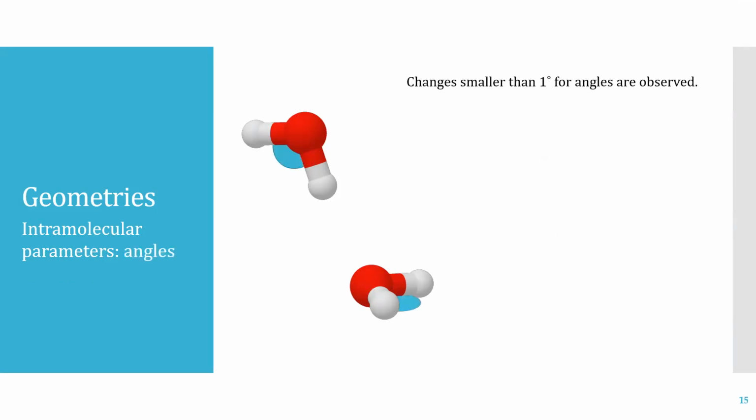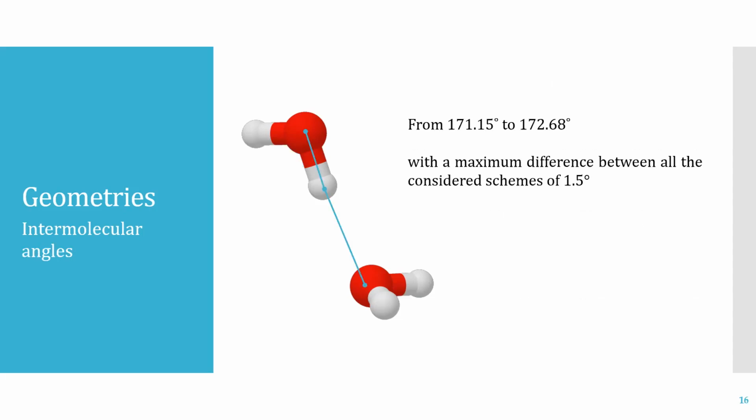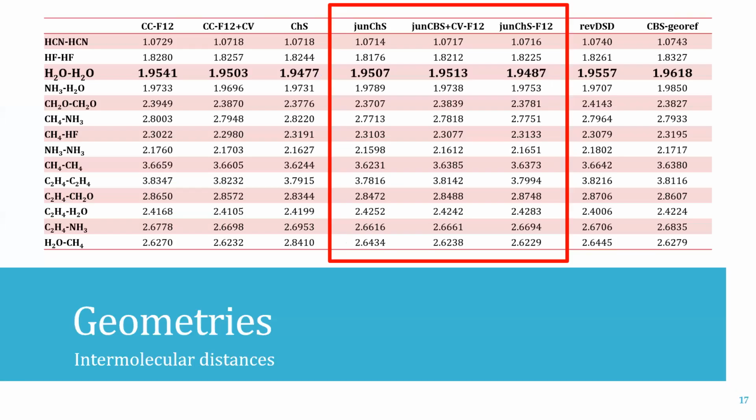Then we can move to intramolecular angles, and so angles within the same molecule. And also in this case, the parameter is not very meaningful. We have changes smaller than 1 degree. So we cannot say based on this parameter which is the best methodology. And also the other parameter, the intermolecular angle, is very flexible and cannot be used again to understand which is the best computational approach. So we can rely on intermolecular distances.